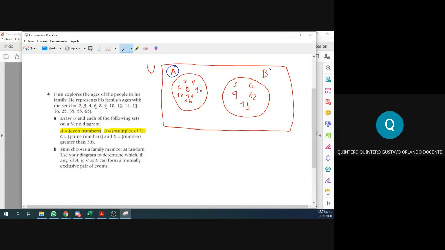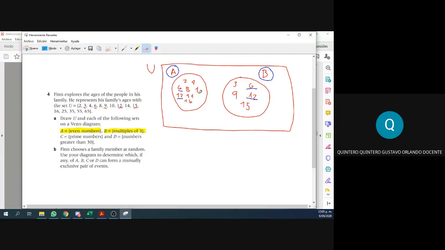set A, and some elements on the set B that repeat, right? So for example, look, the ones that Mafe is saying. 6 is here and it is also there. 12 is here and it is also there. These are values that are both multiples of 3 and prime numbers.